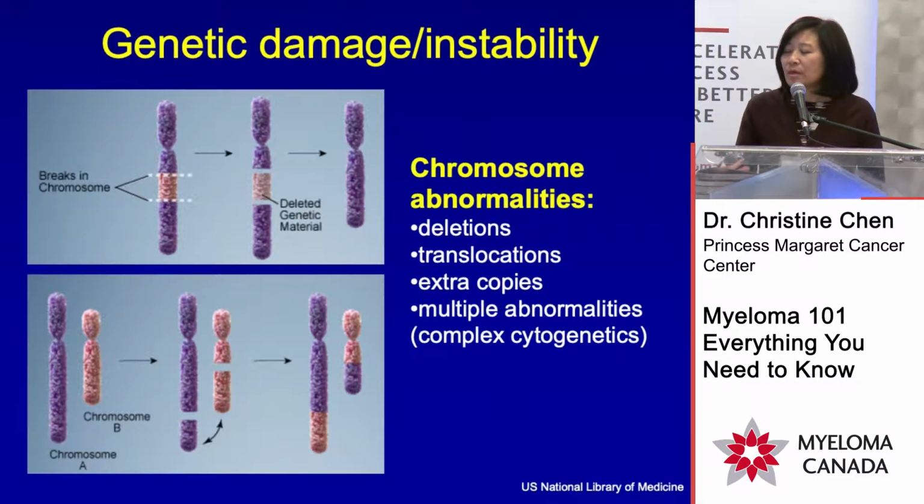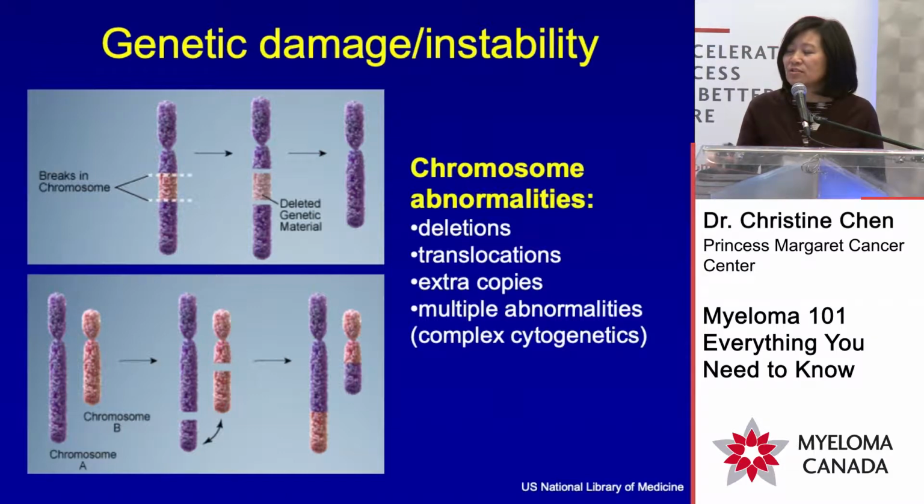On the bottom is an example of a translocation. And again, you guys have probably heard about these. About half of all patients will have a translocation when they're first diagnosed, and or even earlier in the pre-myeloma stage, which we refer to as MGUS, or monoclonal gammopathy of unclear significance.